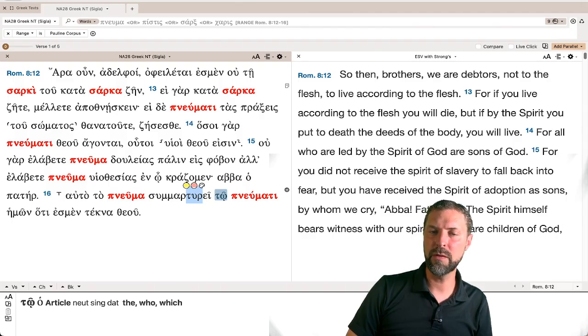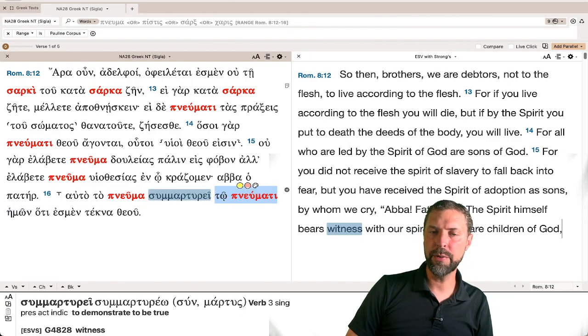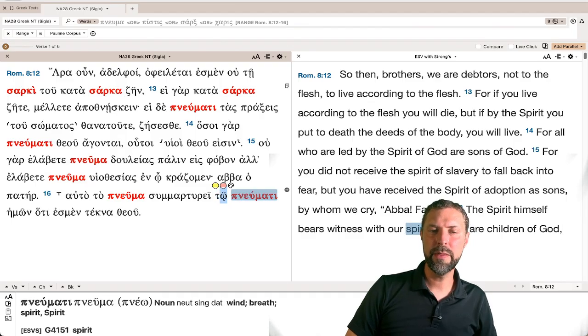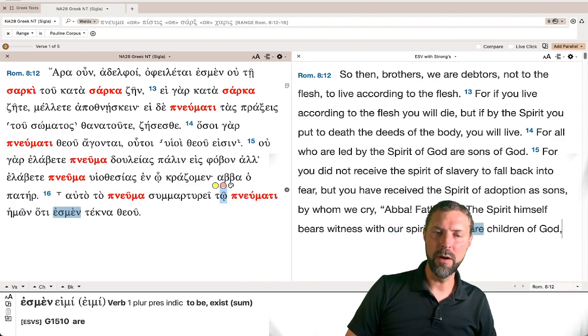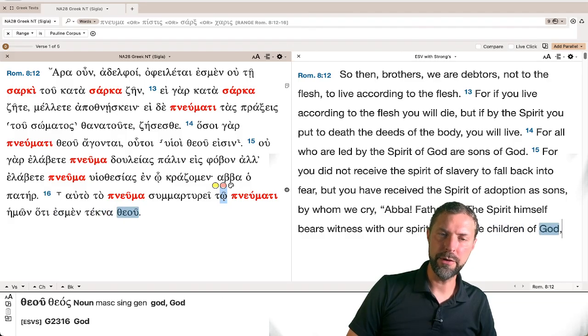Again, I'm going to render this with the Spirit of us, or with our spirit. This is not a hard one to parse because I've got an article on the front of it. Article is your friend. And so I'm looking at a neuter singular dative. With our spirit, that we are, there's our form of eimi, children of God. And so the subject of this is the we itself. It's implied in the verb and the direct object, children of God.